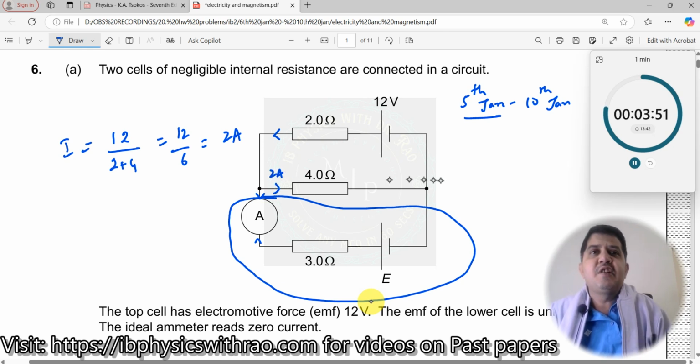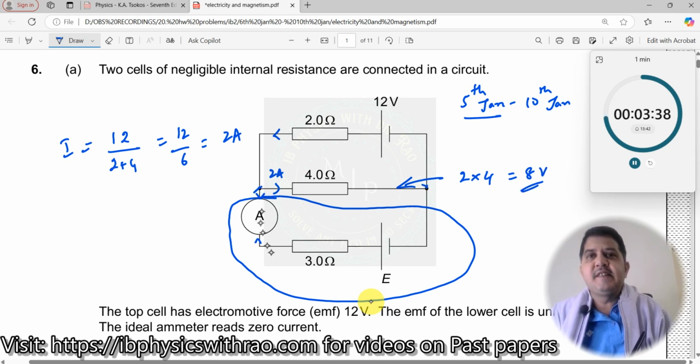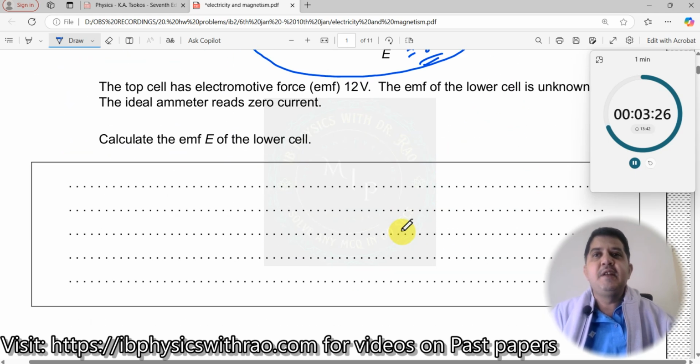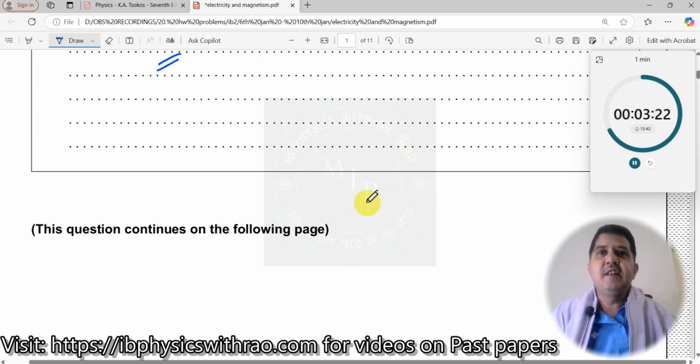Now what is the voltage drop across this? In this case, the voltage drop here should be 2 multiplied by 4. V equal to I into R, which should be equal to 8 volt. Now you see, if it is 8 volt over here, and if no current is passing through it, then the same voltage should also get dropped over here, because if there is no electric current here, you need not consider this. So the EMF of the cell is also equal to 8 volt, right? So your answer should be 8 volt over here. 8 volt. Okay.